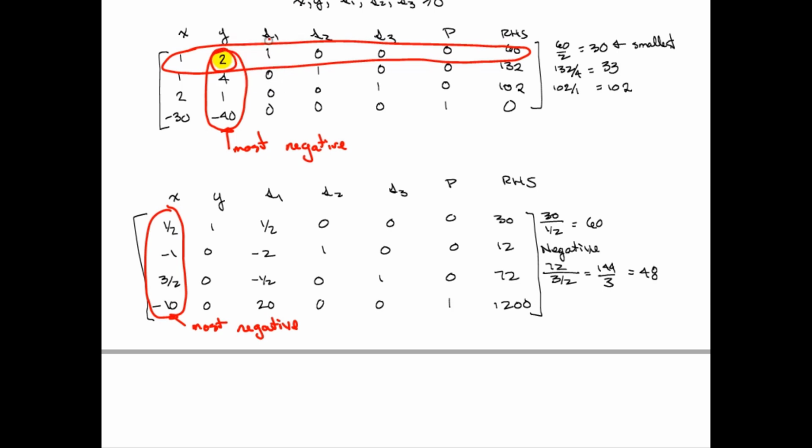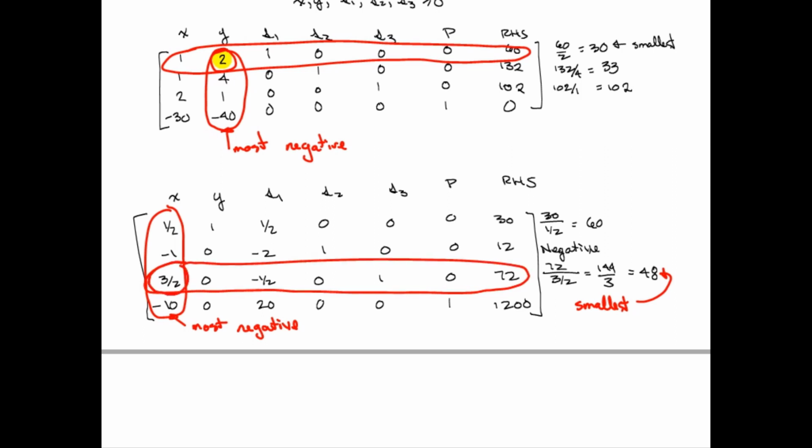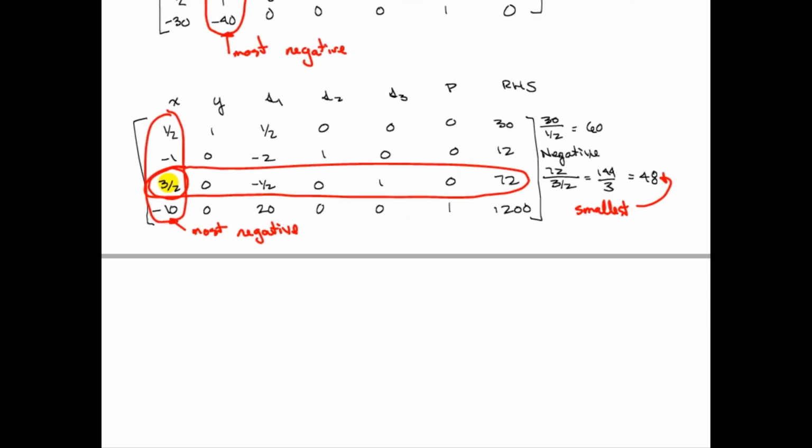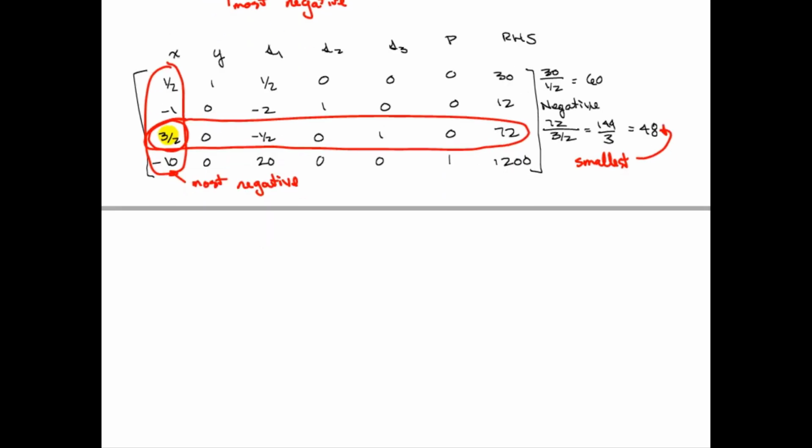Remember, we do not calculate a quotient for the bottom row because that will never be our pivot row. This one is the smallest, so that gives me my pivot row. So this 3 halves is my pivot element. And I do my row operations either by hand or using technology to get the next matrix. Here's what we get.